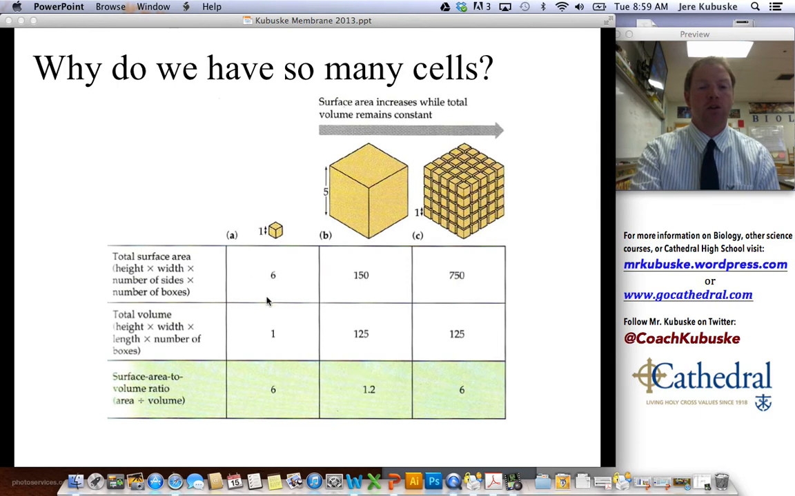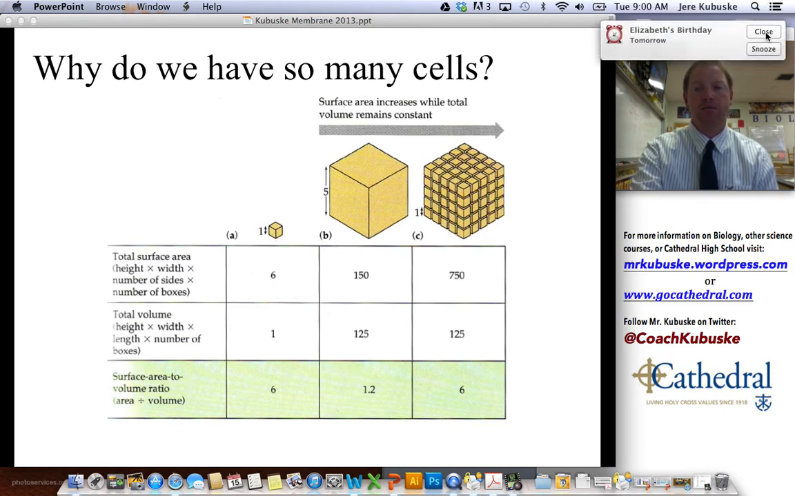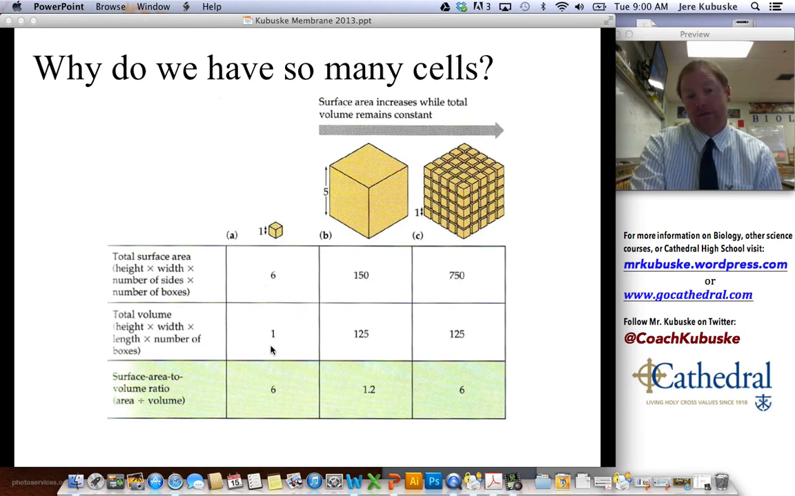He has a total surface area of 6 because it's 1 times 1 times 6. His total volume would be 1 times 1 times 1, meaning he has a volume of 1. When I do that ratio, 6 to 1, I get an overall surface area to volume ratio of 6, area divided by volume.